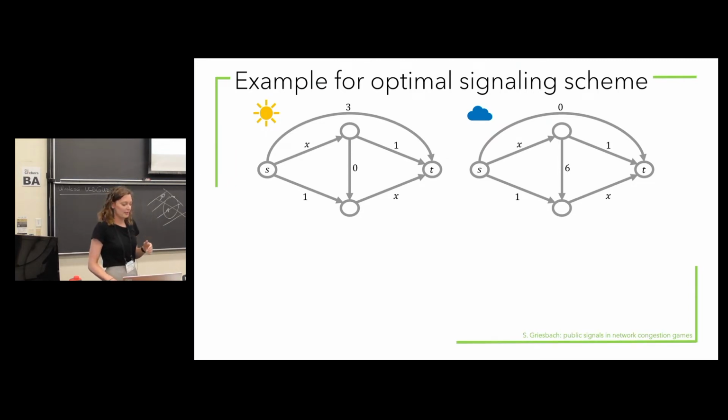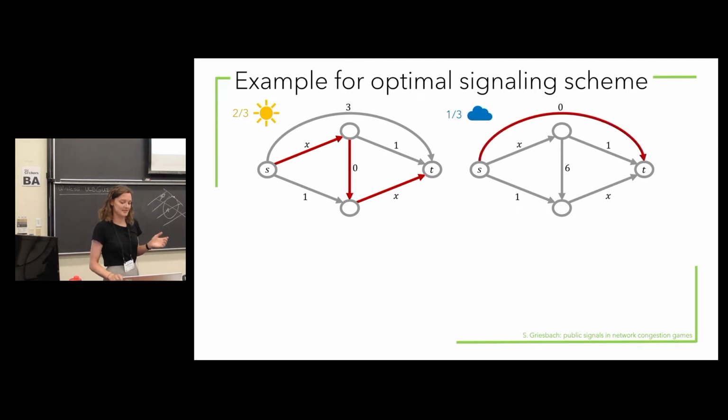So if we, for example, knew that it was sunny today, and of course the probabilities for each state, so if we now knew that it was sunny, then everybody would take the zigzag path, because that's the shortest way to get from S to T.